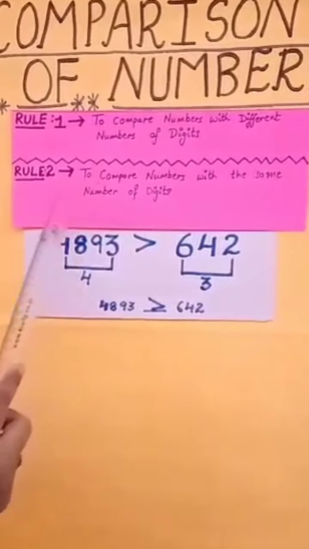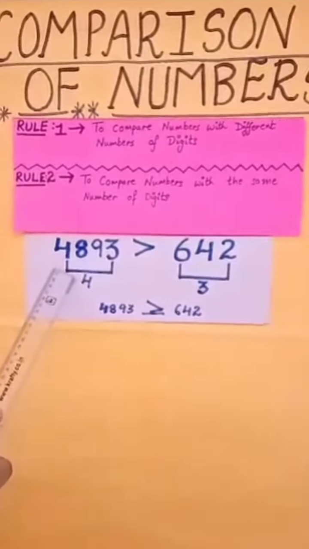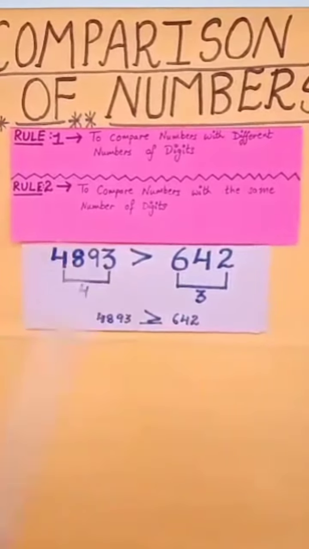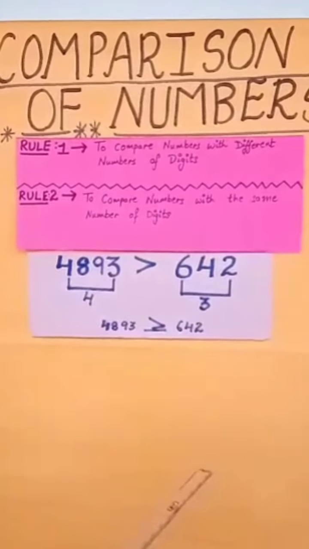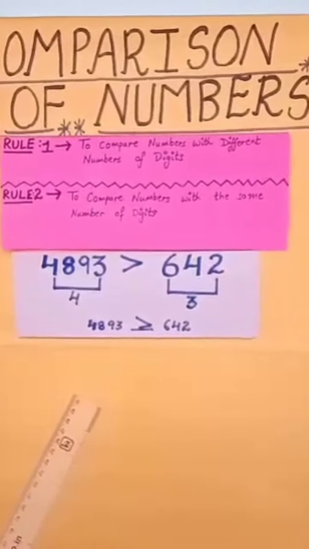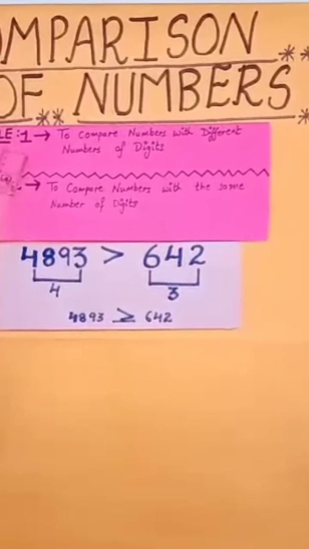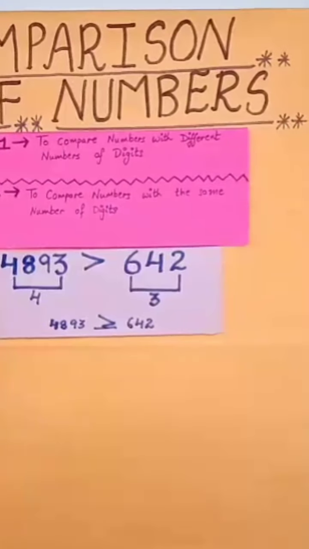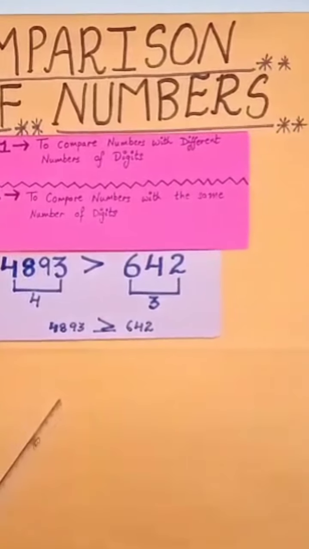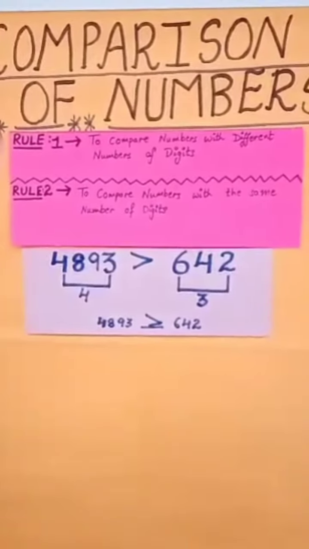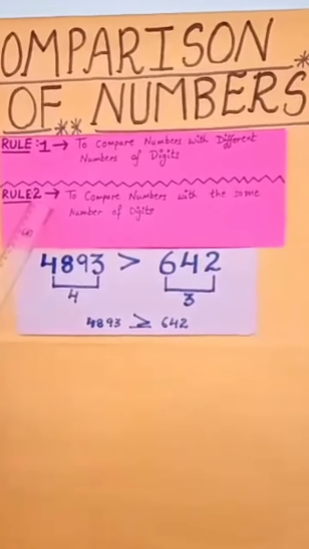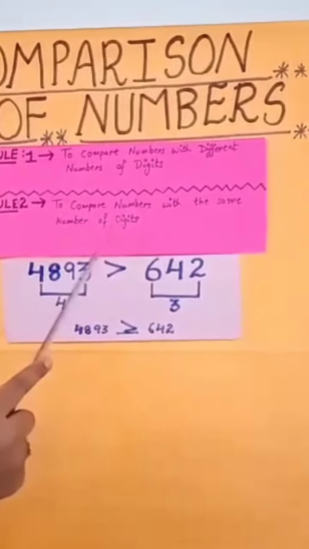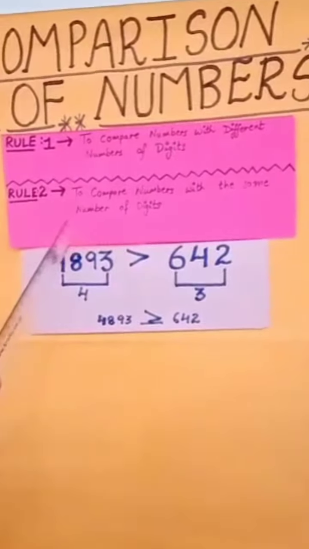Now we'll come to rule number 2. This rule I'll explain you in steps. In this rule, suppose we have to compare two numbers with the same number of digits. What we will do? Numbers with different number of digits we have already done. That is in rule number 1. Now when we have two numbers with the same number of digits, how to compare? Correct? So for this we follow rule 2 but in steps. Now how to follow this through steps, I'll tell you. I'll be giving you an example first.